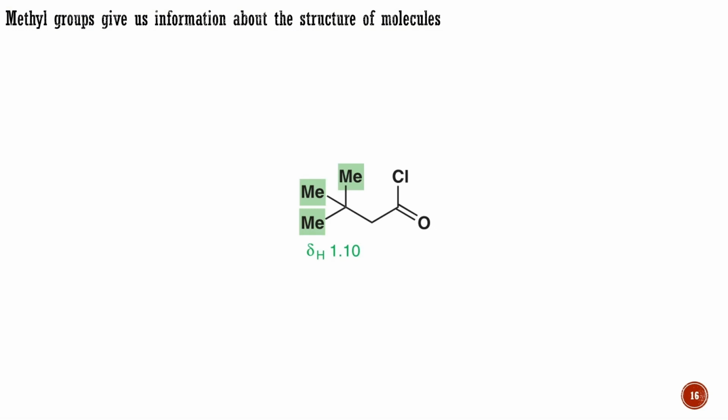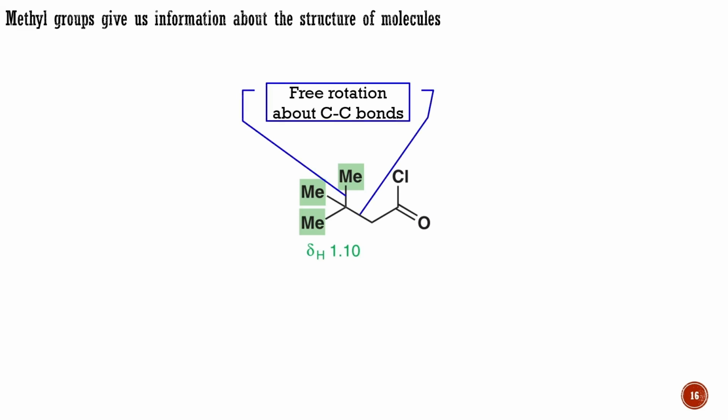It sounds rather unlikely that the humble methyl group could tell us much that is important about molecular structure, but just you wait. We shall look at 4 simple compounds and analyze the chemical shifts of their methyl groups. The first compound, the acid chloride, shows just one methyl signal containing 9 hydrogens at 1.1 ppm. This tells us 2 things. All the protons in each methyl group are identical, and all 3 methyl groups in the tertiary butyl group are identical. This is because rotation about carbon-carbon single bonds is fast.